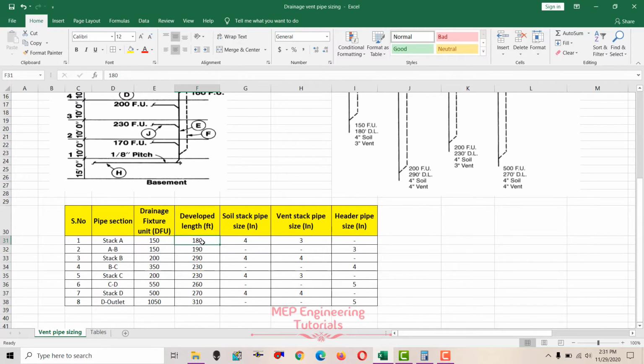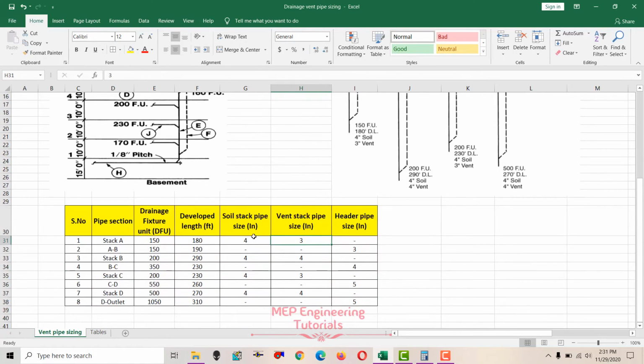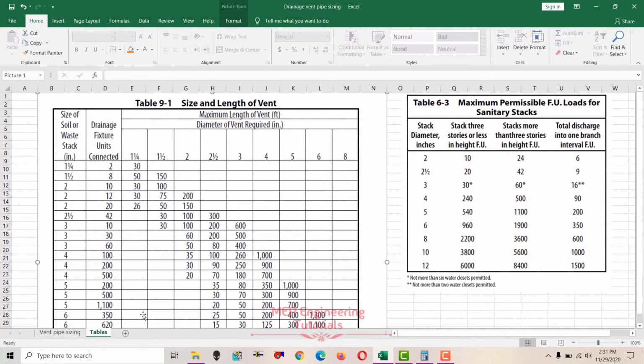So we need to check the soil stack pipe size, and then we have to check the vent stack pipe size, and then we will check the header pipe size later. So first we check for stack A, the soil stack pipe size and vent stack pipe size. For this section A, first check the soil stack pipe size using table 6-3.